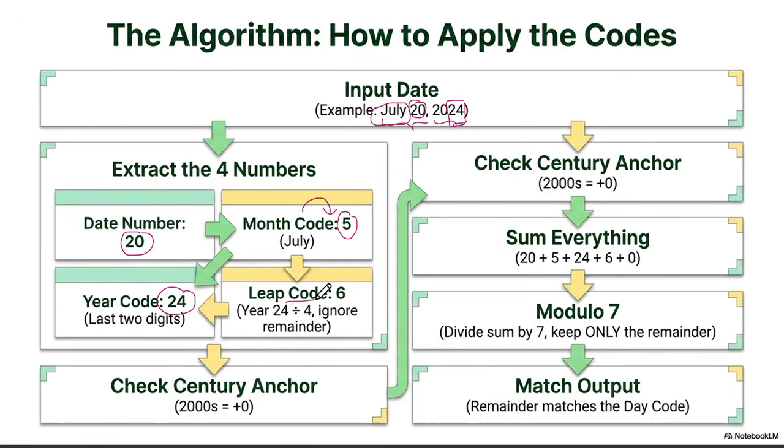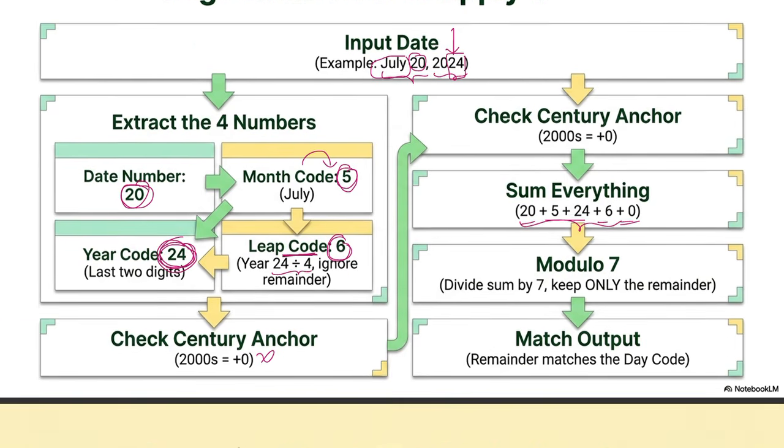And the last thing is the leap code. How do we calculate the leap code? Whatever two-digit number we have taken from the last two digits of the year, we divide by 4. So 24 upon 4 is 6. Okay, and we are calculating the 20th century, so we don't have to add anything extra. Plus 0 means no need to do anything. So the numbers are 20, 5, 24 and 6. We add all these numbers: 20 plus 5 plus 24 plus 6. After adding all these numbers, we divide by 7, and then we get our answer.